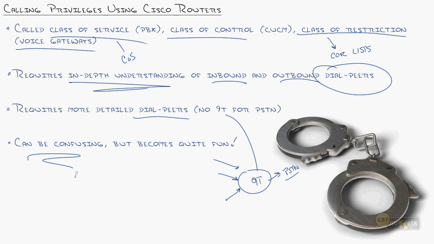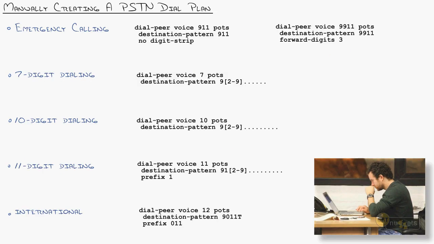Same concept here. Now, the first part of implementing class of restriction, or COR, on a voice gateway is to break down your dialing plan, just what I was saying, into all of the individual patterns. You can't use the 9T for things. So what I've done here is broken down the PSTN dialing plan, I should add, in North America, because I know many of you are listening from all around the world, and you've got your own patterns. It's not hard to do.